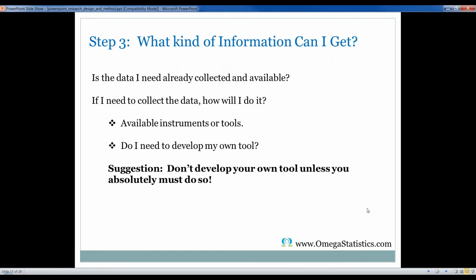It's great to have a great idea and that you want to study something. You have your problem, you have your research question, but you have no way of getting that information. Then you won't be able to do the study. So again, the literature review is great. What tools and instruments are available? If you're going to collect data with a survey, or you're going to use a database.